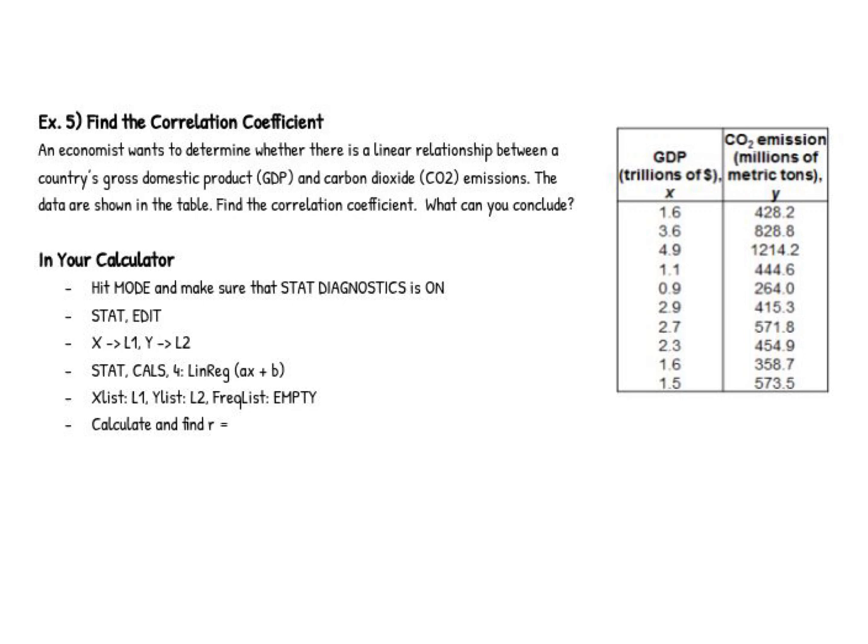Then you're going to hit stat, edit again, and put in your x values and your y values. Then you're going to hit stat, calc, for linear regression. Your x list will be L1, your y list will be L2. You want to make sure your frequency list is empty. So hit calculate, and that's going to tell you your R value. So go ahead and pause this video for a minute, put those into your calculator, and find the R value.